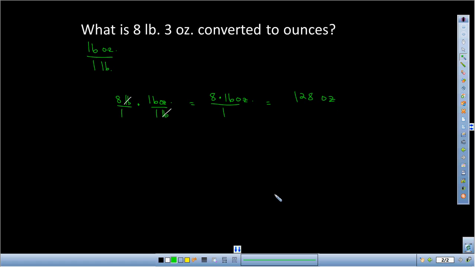Now we're not done yet because that's just the conversion of the pounds. The question was, what is 8 pounds 3 ounces converted to ounces? So we're going to take those 8 pounds that we have now converted and express those as 128 ounces and add that to the 3 ounces for a combined total of 131 ounces.